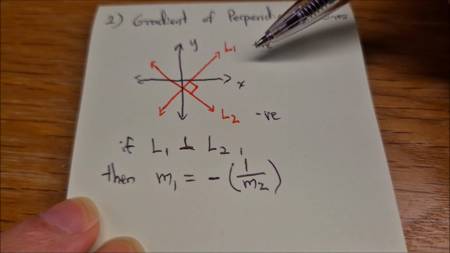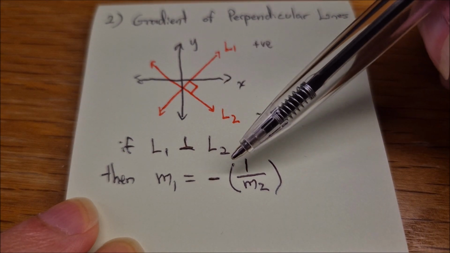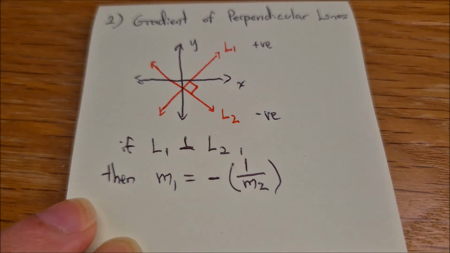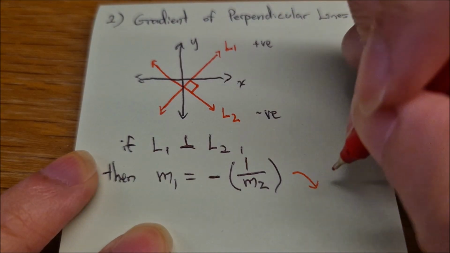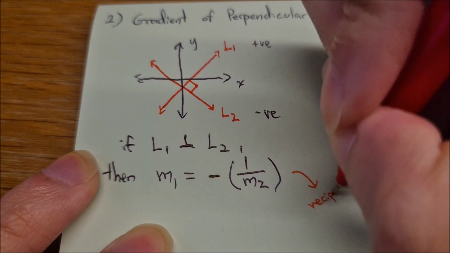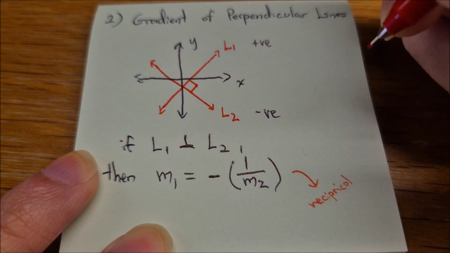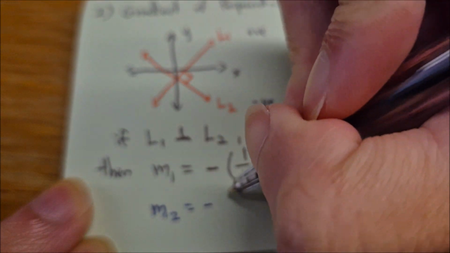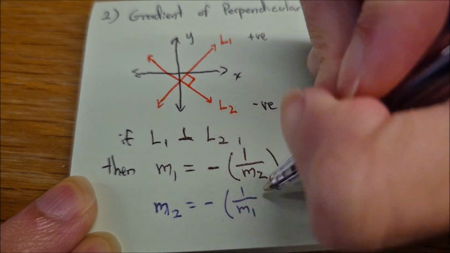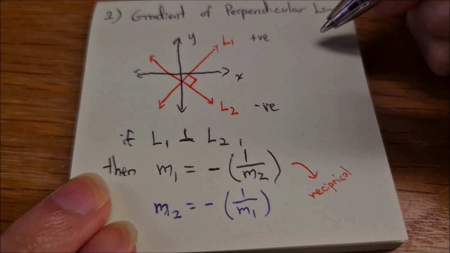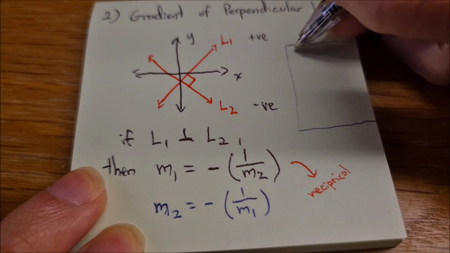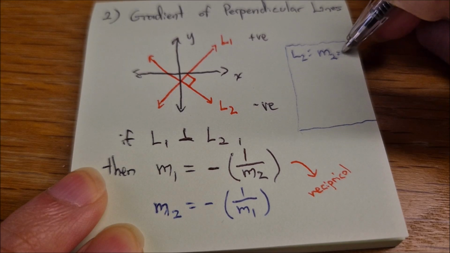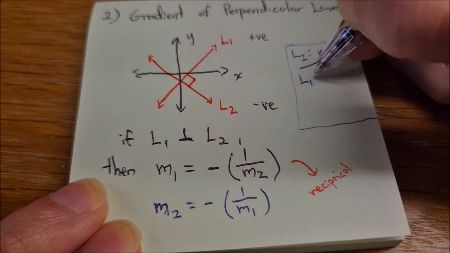M1, the gradient of line 1, is equal to -1 times the reciprocal of line 2's gradient. So this is called the reciprocal. And likewise, M2 will equal -1 over M1. As an example, our gradient is -1/2. Line 1, I should say.